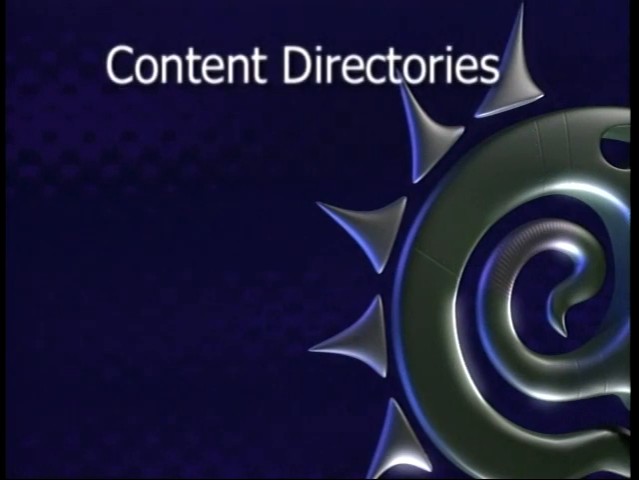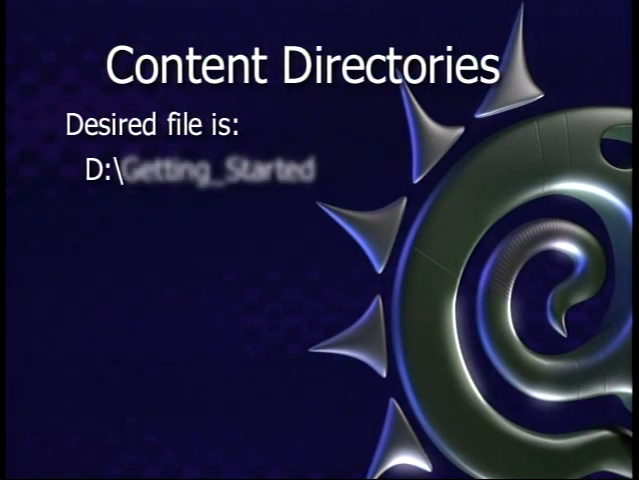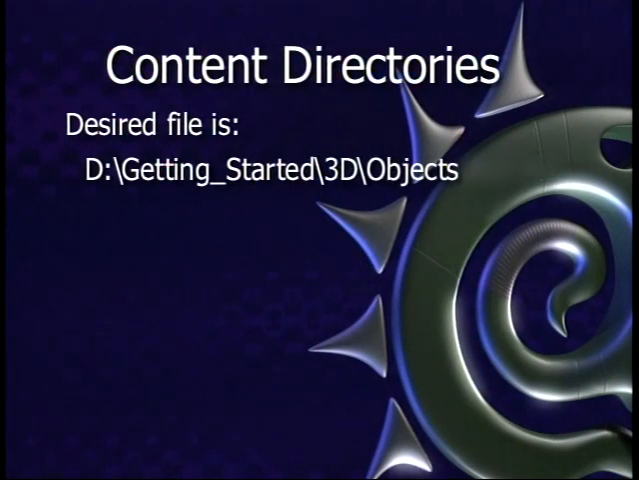Now here's the way the content directory structure works. When we're going to load a file, the file may be on a hard drive, and that hard drive may be D, or if you're on the Mac, it may be called My Hard Drive. Regardless, you've got your drive designation, followed by the name of the root directory, or what we call the content directory. And then inside of that, we might have 3D, then objects, and then our desired file, which is ball. So this is the entire path name. Okay?